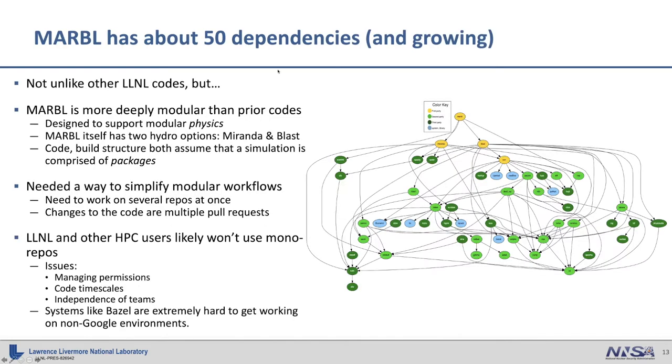We're working on codes like Marble at Livermore. This is one of our multi-physics codes. It has about 50 different dependencies and growing. And so you can see that there's a whole lot of complexity in here in terms of the number of packages that we are trying to support.